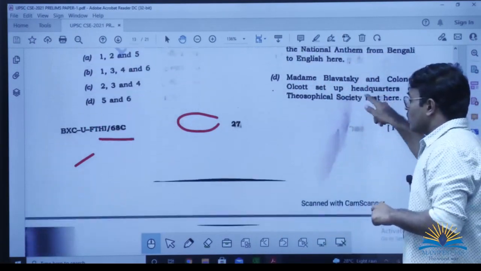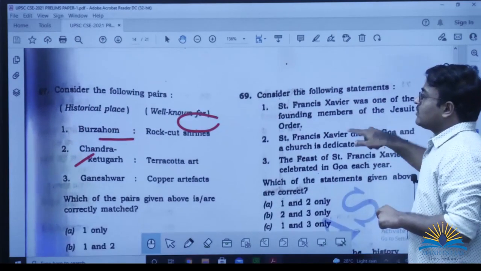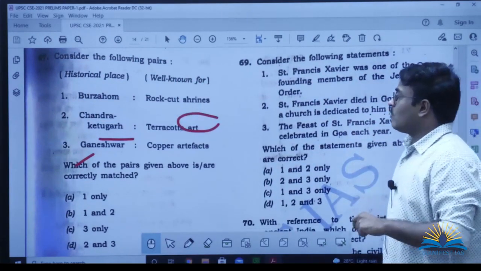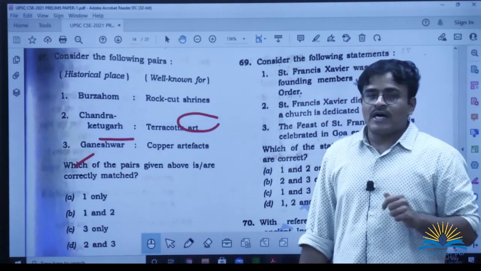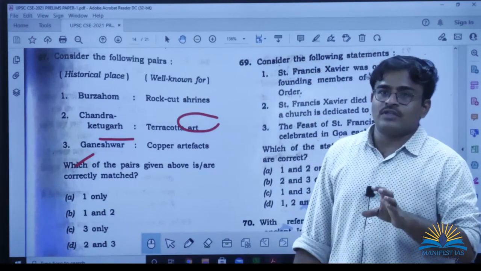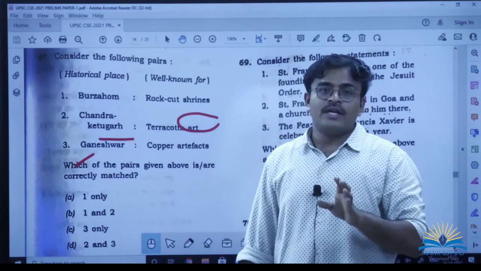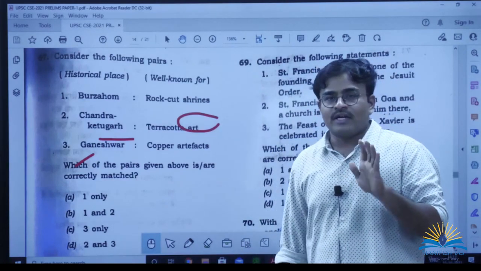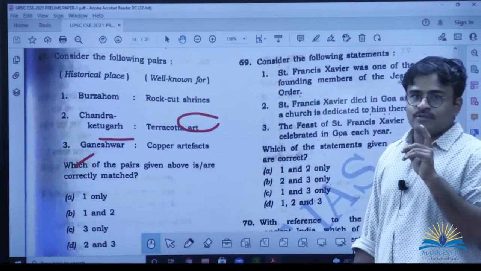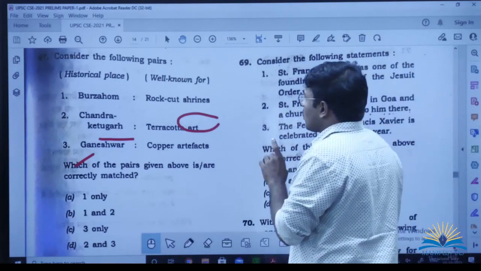C is the answer. Very, very tough question this was. Then consider the following historical places and what they are well known for. Burzahom is a Neolithic site associated with Jammu and Kashmir, and this site is known only for its pit burials, nothing else. It is not associated with rock cut shrines.